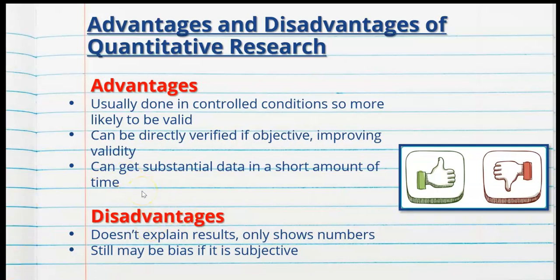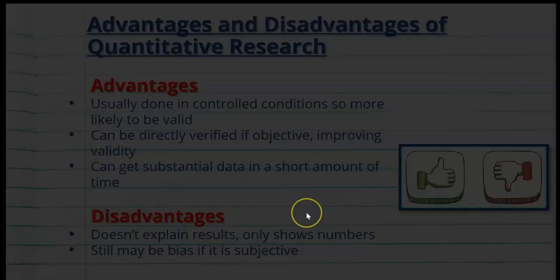So quantitative data sometimes has disadvantages. It doesn't explain results. It only shows the numbers. So yes, we may get a whole lot of 3s or 4s or 1s or yes or no answers, but it doesn't say why the participants have actually answered in that way. So we get the what of the results, but not the why of results. And of course, if it's subjective quantitative, it still may be biased. So yes, we're getting numerical data, but someone may be very, very opinionated or biased in their answers.